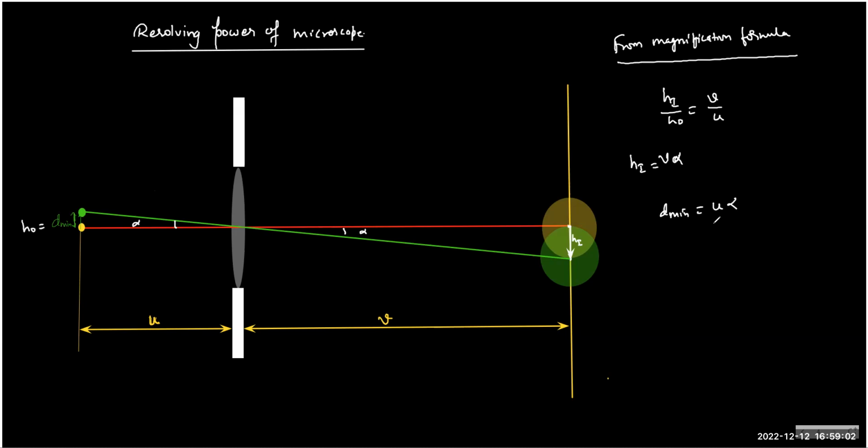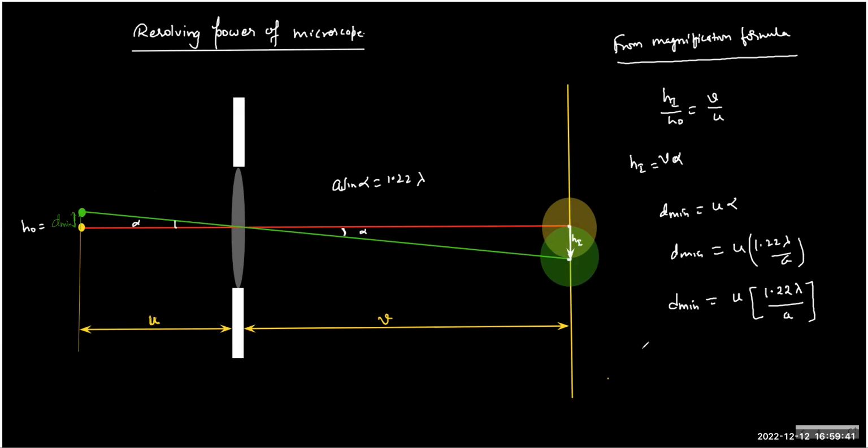Nothing wrong about it. And alpha is how much? It is the angle of the first minimum, which is 1.22 lambda by A. A sine alpha is 1.22 lambda for the first minima. So okay, we got the answer. We got D minimum equals U into 1.22 lambda by A.